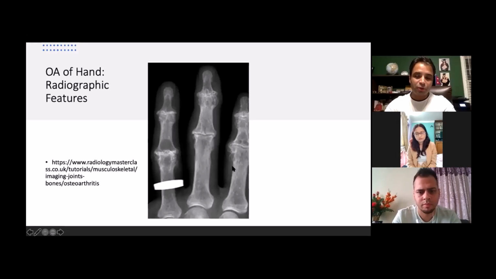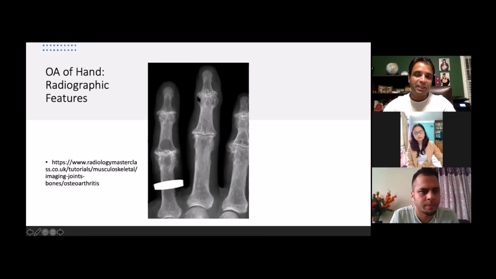Now, this is another example. So I'm showing different parts of the body that show different types of osteoarthritic features. This is an example of osteoarthritis involving the hand joints. And typically this variety is called erosive osteoarthritis. That's a typical variety of osteoarthritis.